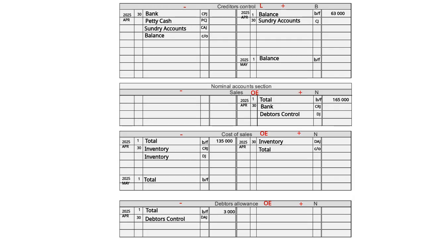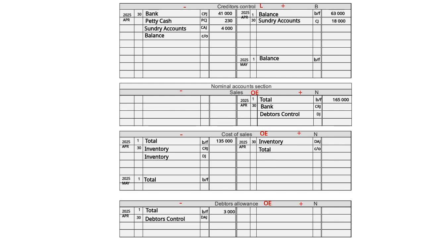Our next ledger account is our creditors control ledger account. It's a liability. Our signs will be minus plus. So our opening balance will be on the credit side that we bring forward, 63,000 given to us. Then on the credit side, you'll have your CJ journal sundry accounts. If you go to the extract, it was 18,000. On the debit side, if you go to creditors control and your CPJ total, you get 41,000. Creditors control in your petty cash journal is 230. The total of your creditors control in your CAJ is 4,000.